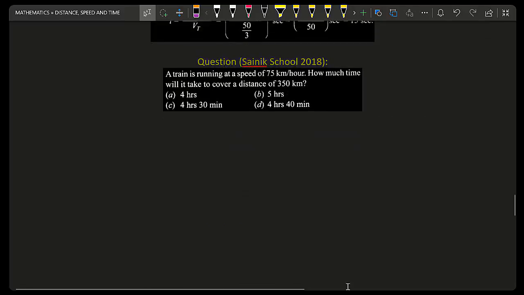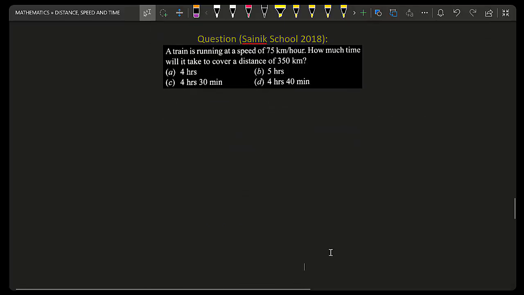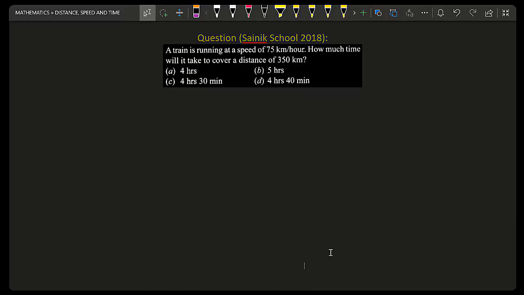Next question came in the 2018 exam. A train is running at a speed of 75 kilometers per hour. How much time will it take to cover a distance of 350 kilometers? Direct question. Who is going to answer? Sanvi, can you read the question again?